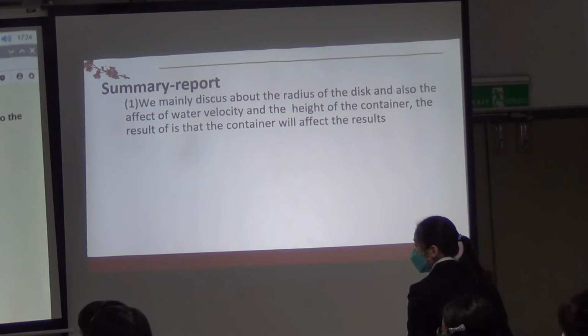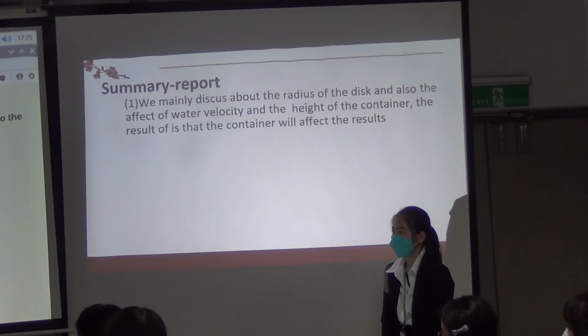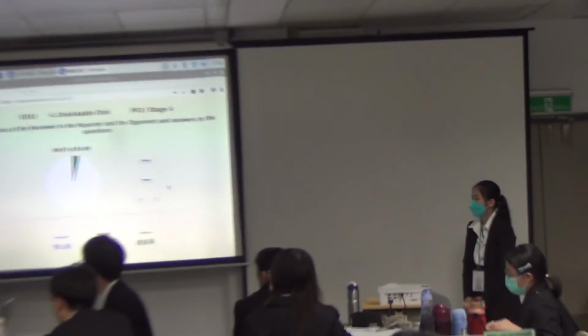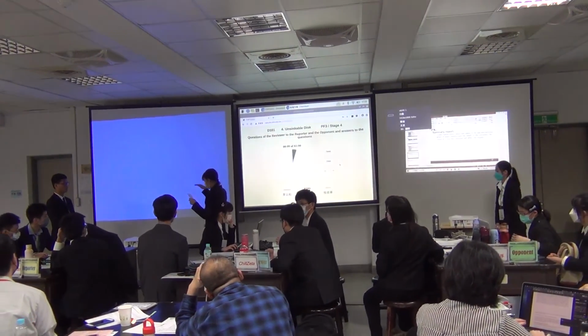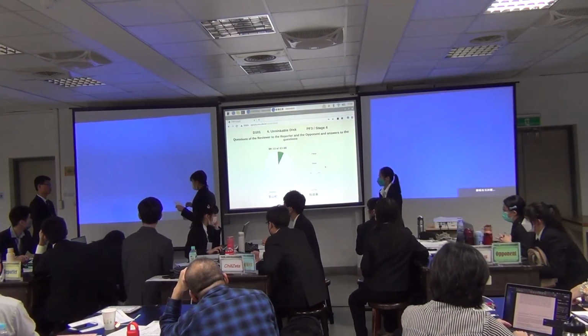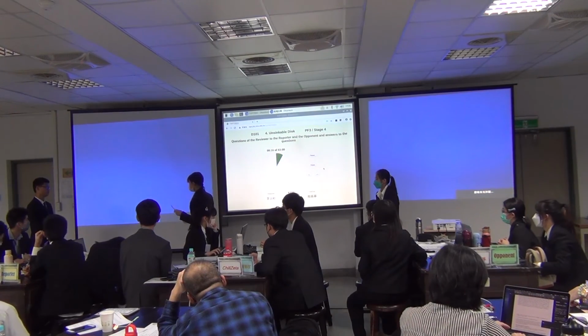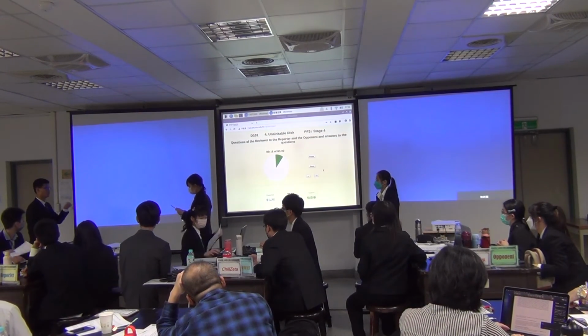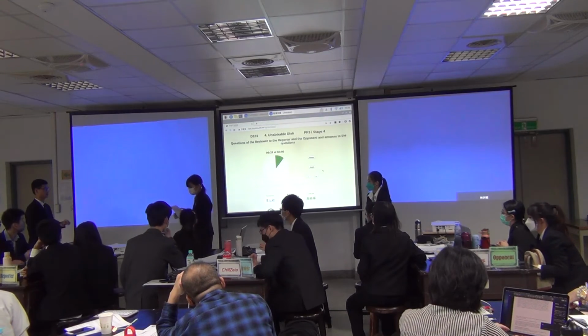I have some questions for both the recorder and the commenter. Do you think the velocity of the water above and below the disc will change? Yes, they're different. And do you think it can affect the result? No, we don't think so, because we don't think that they're in the same streamline.